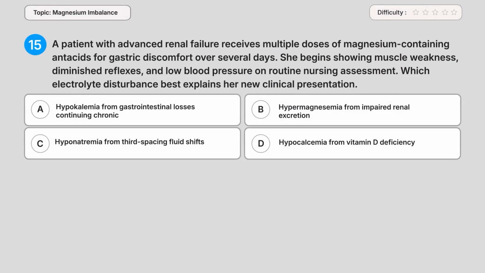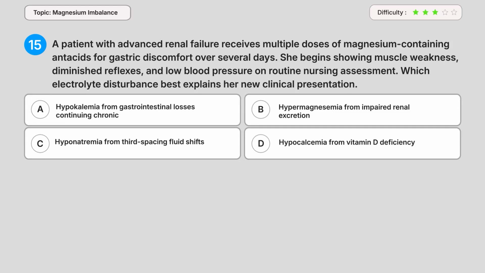Question 15. A patient with advanced renal failure receives multiple doses of magnesium-containing antacids for gastric discomfort over several days. She begins showing muscle weakness, diminished reflexes, and low blood pressure on routine nursing assessment. Which electrolyte disturbance best explains her new clinical presentation?